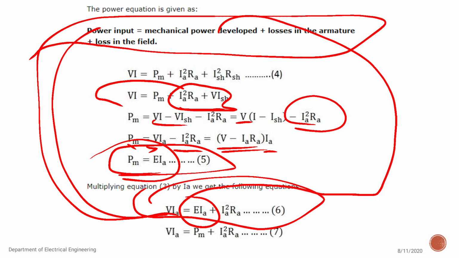So any doubt in the power equation? Is there anyone who is listening to me? Any doubt? Okay, shall we go for the next?